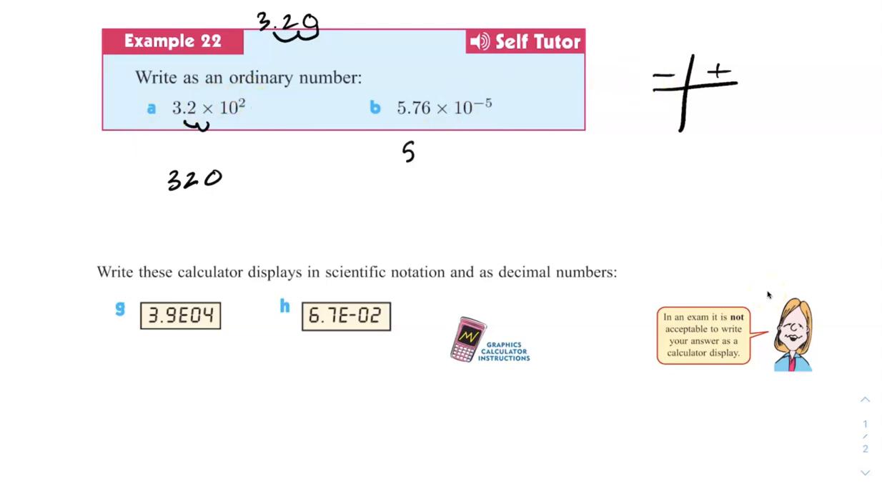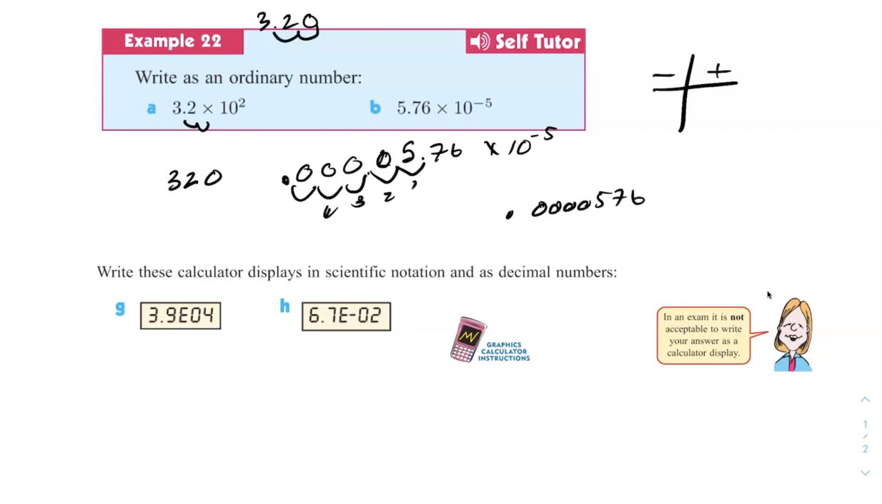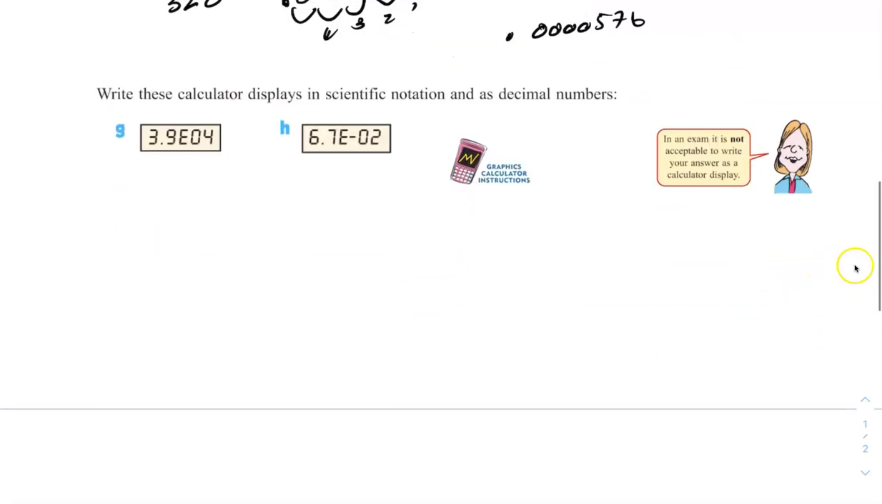Let's do this one. 5.76 times 10 to the negative 5. So I move 5 to the left. So it's 1, 2, oops, that should be 0, 3, 4, 5. And there's your decimal, so it's 0.0000576.